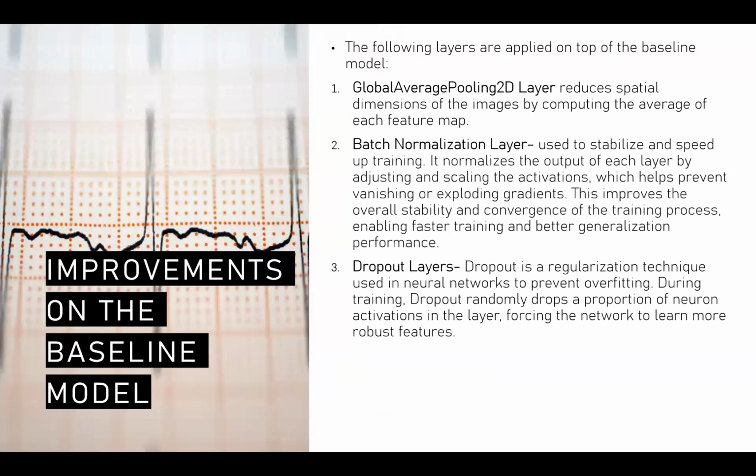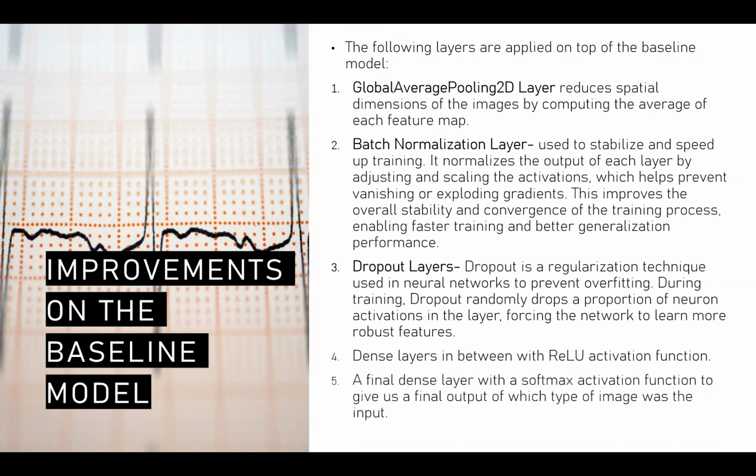We also added dropout layers to prevent overfitting. And of course, we added a few dense layers in between with a ReLU activation function to connect them and also bring down the number of neurons. And we also had a final dense layer with a softmax function, which gives us the final output of which type of image was the input. The activation functions were actually chosen based on trial and error. So we tried different types of activation functions, and this was the best performance we could get with these activation functions. So the results will now be explained by my teammate Mohit.